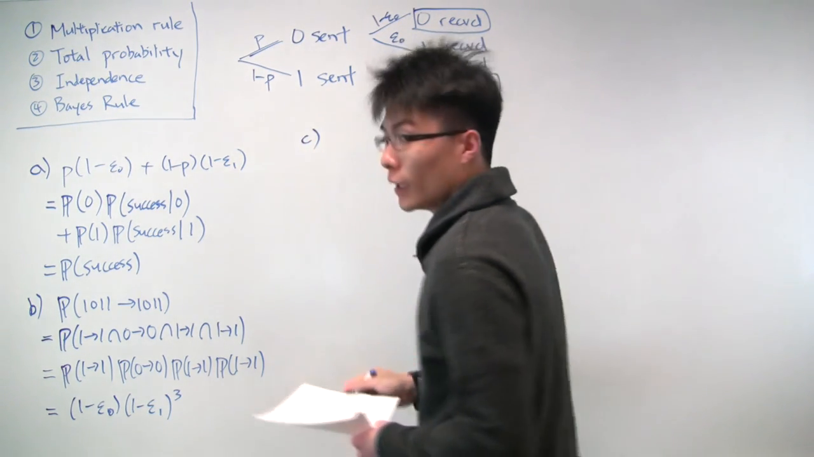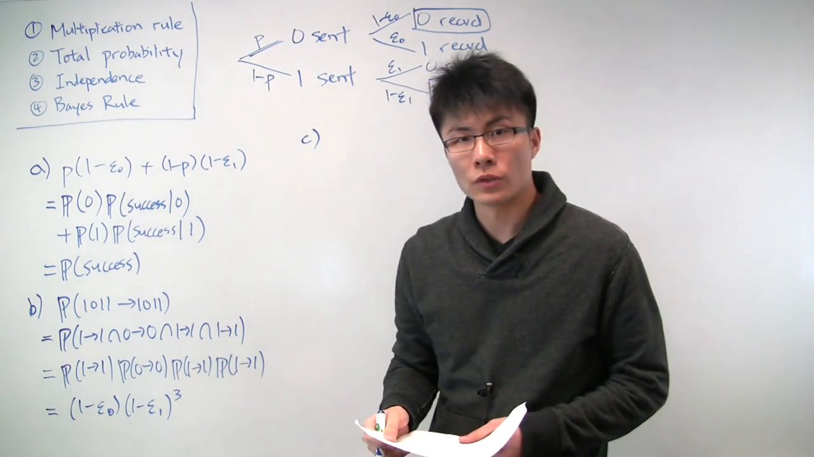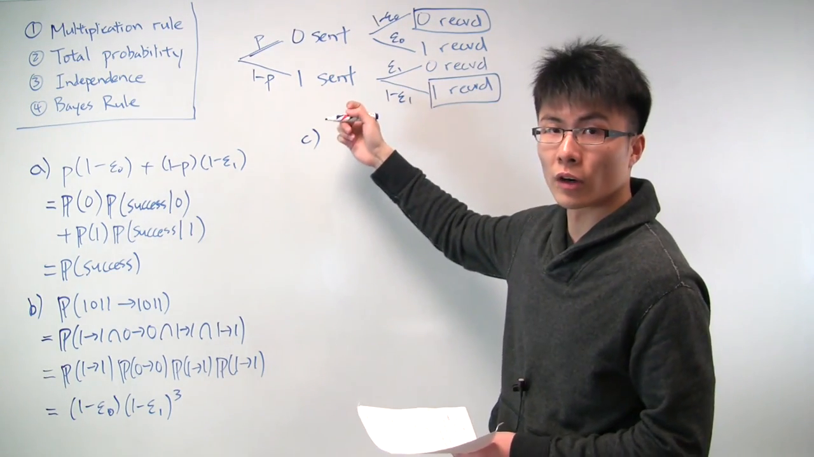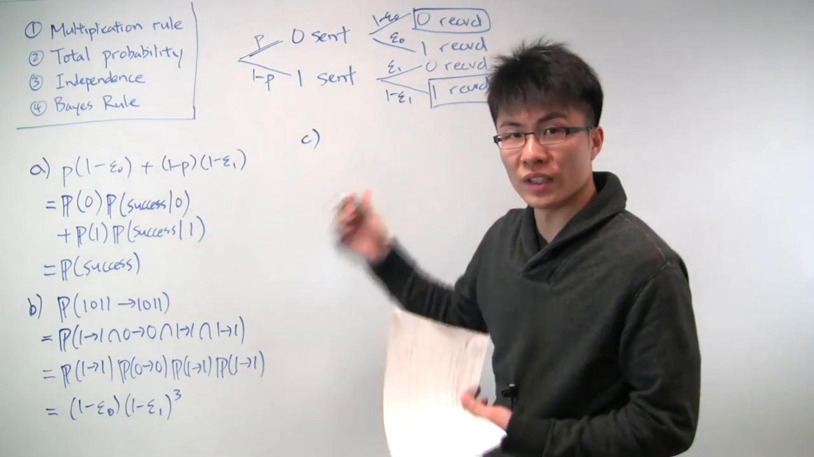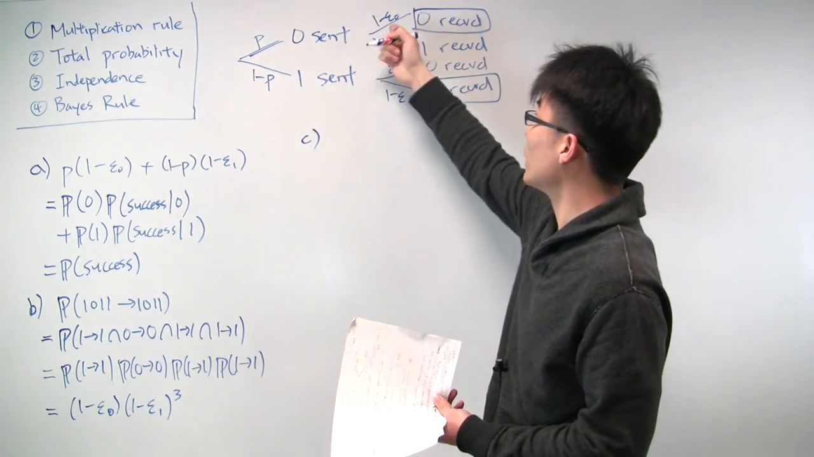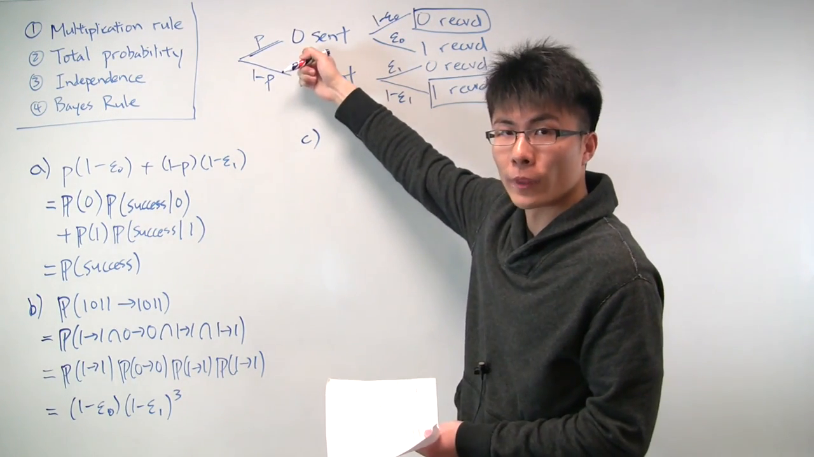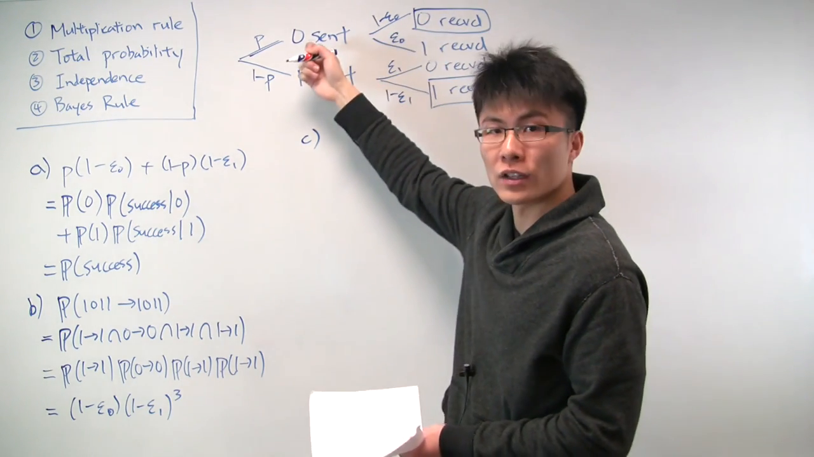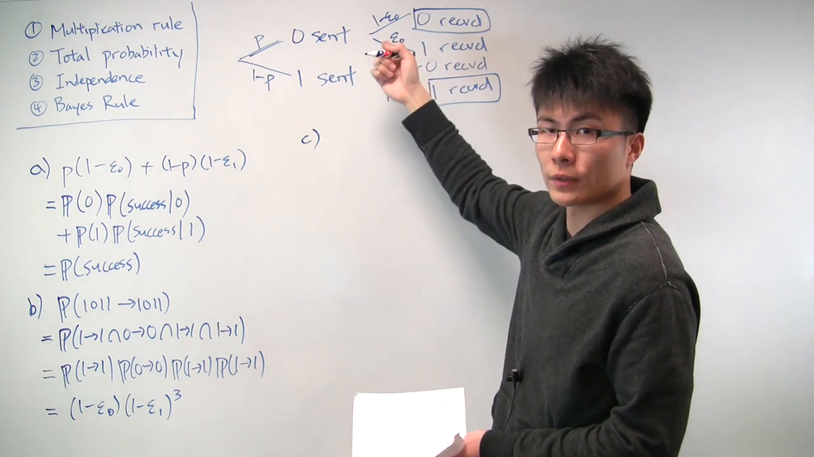Now, let's move on to part C, which adds another wrinkle to the problem. So now, maybe we're not satisfied with the success rate of our current channel, and we want to improve it somehow. And one way of doing this is to add some redundancy. So instead of just sending a single 0 and hoping that it gets successfully transmitted, what we can do is send 3 zeros in a row to represent a single 0 and hope that because we've added some redundancy, we can somehow improve our error rates.